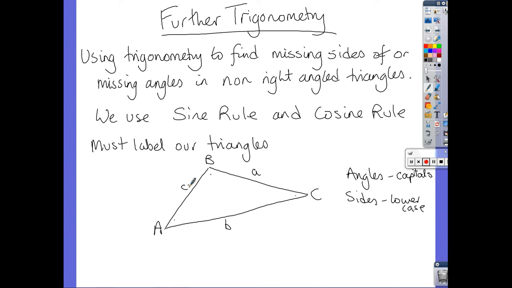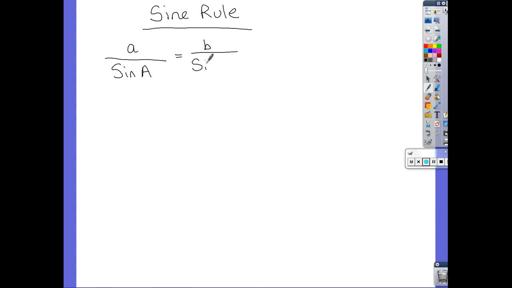Now let's have a look at the formulas and try some examples. So first of all, we'll look at the sine rule. So it's a over sine A equal to b over sine B equal to c over sine C. And that corresponds to your angles A, B and C, and your sides small a, small b and small c that were on that triangle on the last page.